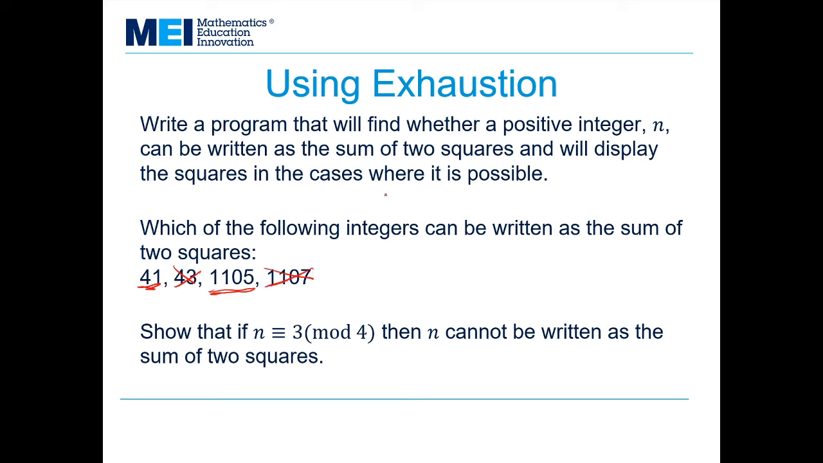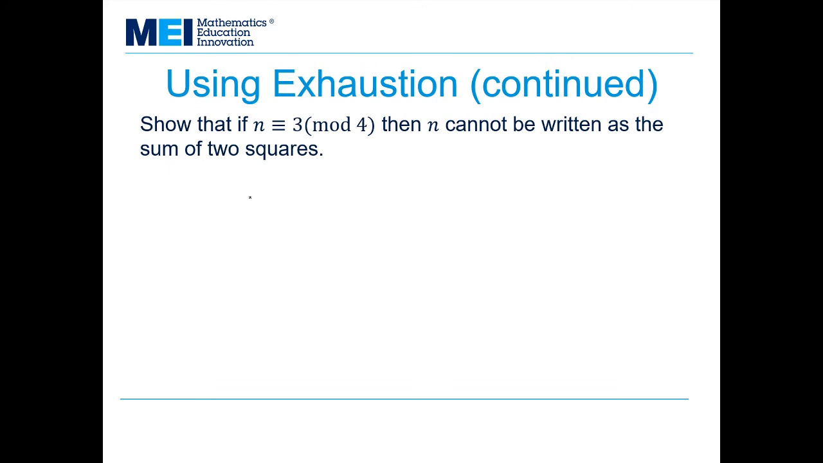Now, the next part of the question says that if n is congruent to 3 mod 4, show that n cannot be written as the sum of two squares. Well, let's just check. Of the examples that we have here, the two that we found that couldn't be done were both 3 more than a multiple of 4. And the two that we found that could be done, neither of those were 3 more than a multiple of 4. So how would we go about showing that if n is congruent to 3 mod 4, n cannot be written as the sum of two squares?